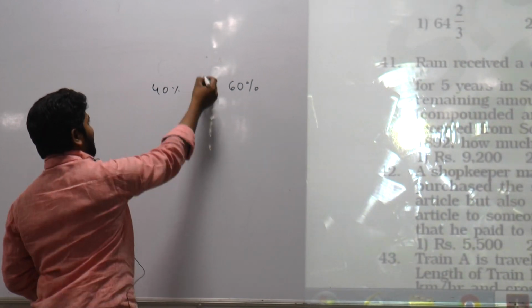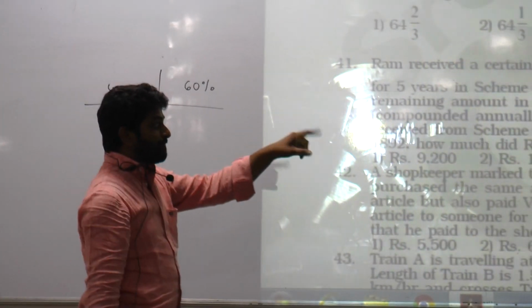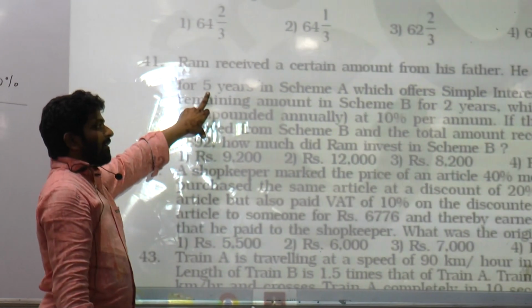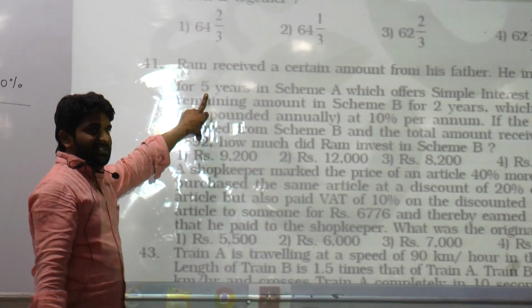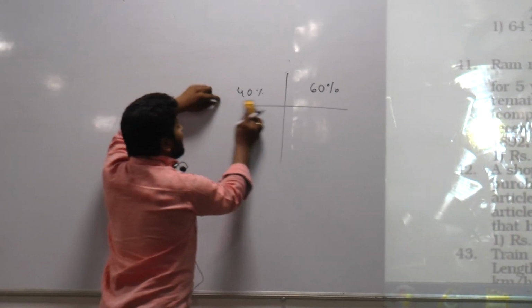Okay. But anyway, fine. So 40% invested in scheme A, which offers simple interest at the rate of 12% per annum. For how many years? 5 years. 12 5s, 60%. 60% of what? 40. 60% of 40 in the sense?